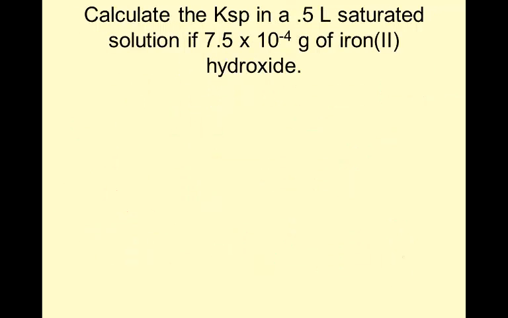All right, so this time we're going to calculate the KSP in a 0.5 liter of saturated solution, knowing that 7.5 times 10 to the negative fourth grams of iron hydroxide is what dissolved to make that saturated. Okay, so hey, how about a dissolving equation? I'm so used to those. Iron hydroxide solid dissolves to make iron ions and hydroxide ions.